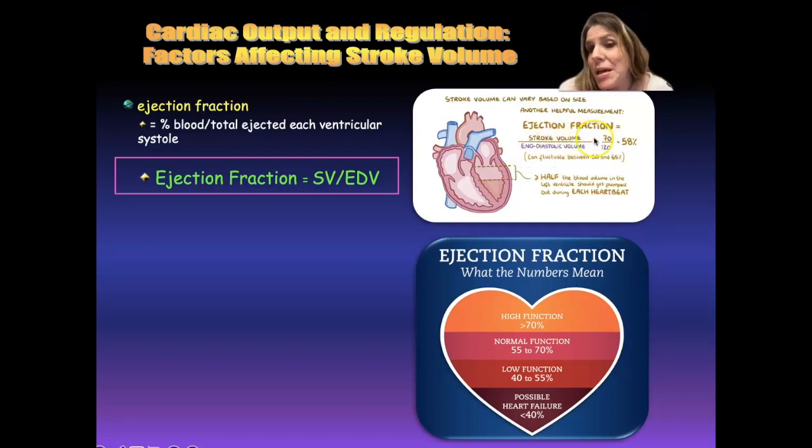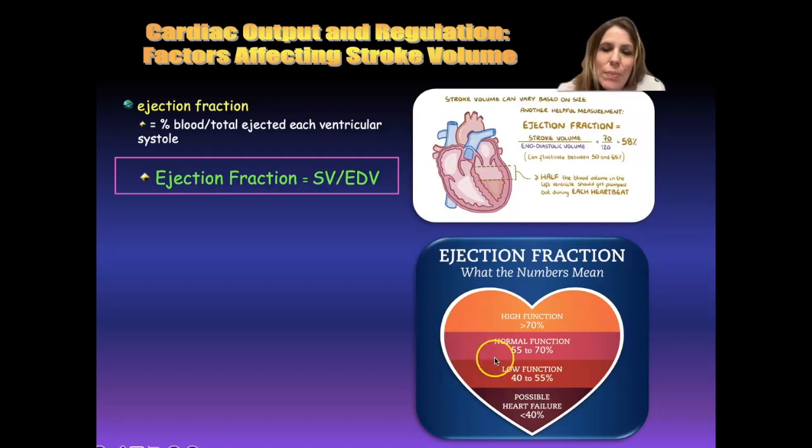So remember we said your resting stroke volume is on average about 70 milliliters, and that your end diastolic volume, the amount of blood you started with in the ventricles, is about 120 milliliters. So 70 divided by 120 gives you 58%, right? And so 58% means somewhere between 50 and 65% of the blood that you started with was pushed out into the blood vessels.